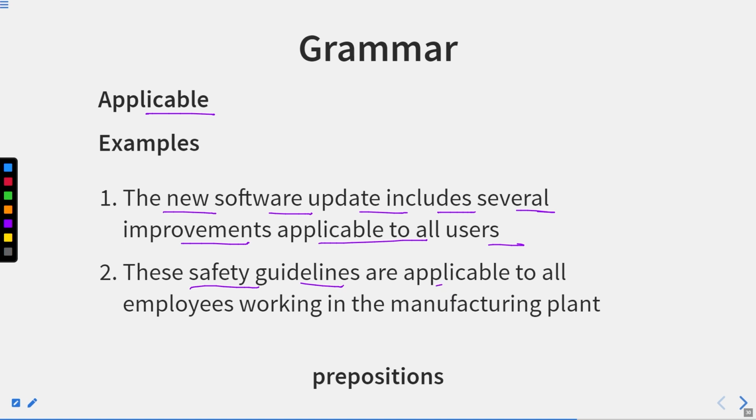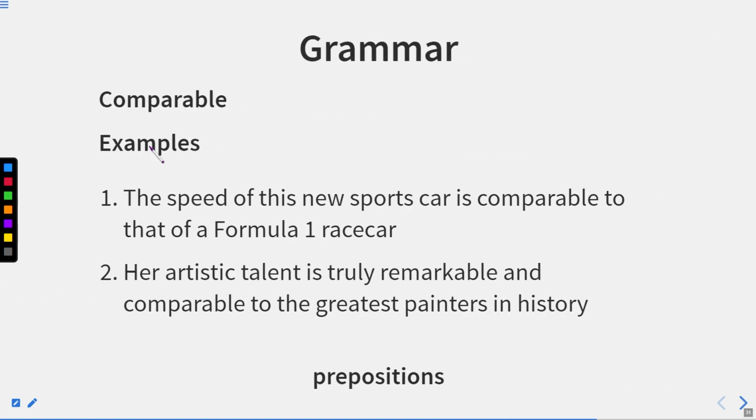These safety guidelines are applicable to all employees working in the manufacturing plant. Applicable to means these are important for all the employees who are working in the company. Now let us move to the next one.